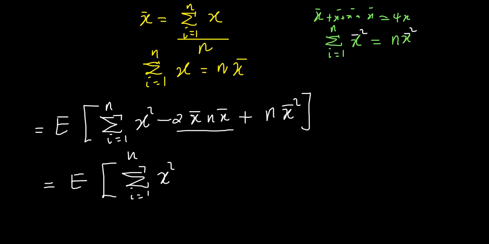So if you multiply this, what are you going to get? The mean and the mean will multiply, so this will give us negative 2n times the mean squared. So the negative 2n times the mean squared plus n times the mean squared, that will just give us negative n times the square of the mean.